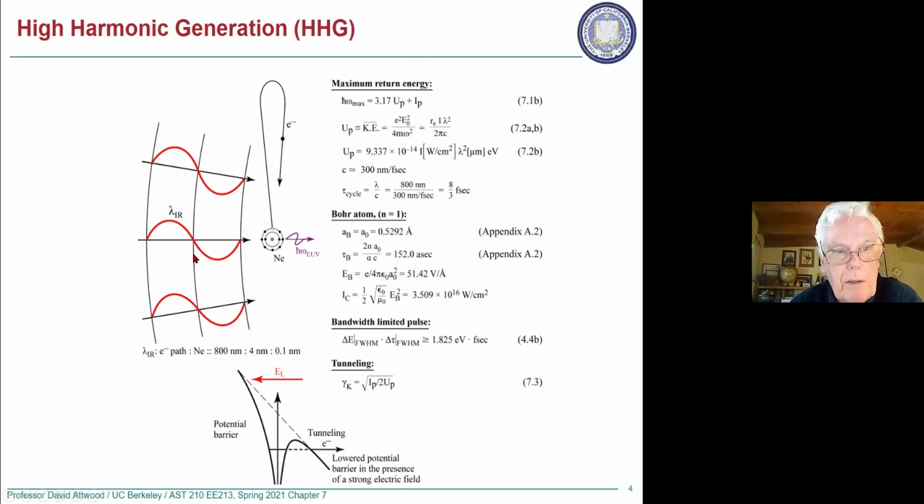So, here's something about the tunneling. Let's look at the scale first. This is the IR wavelength, the electron path, that's this thing, and the neon atom. What's the ratio of these three things? It's 800 nanometers here, a path length of 4 nanometers in one direction, and the size of an atom, an angstrom roughly, or 2 angstroms in diameter. So that's the scale of things.